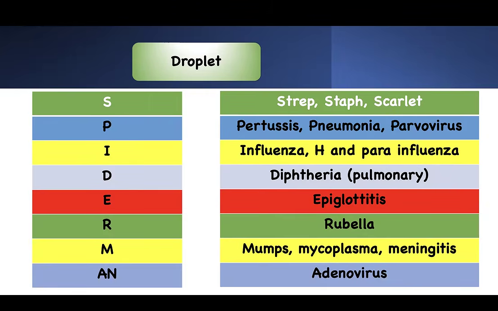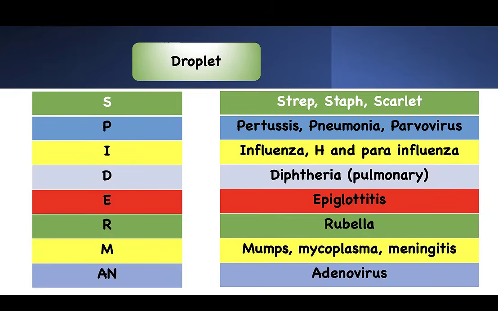So master them. D is diphtheria. We have cutaneous diphtheria, which is skin, therefore contact, and we have pulmonary diphtheria. This is just a lung problem, therefore droplet. The E is epiglottitis, a respiratory problem. R is rubella, we'll come back to this. We saw rubeola and rubella. Rubella is what? Droplet. M is mumps, mycoplasma, meningitis. AN is adenovirus, watch that. It's very important. It has more than droplet. So for droplet, write down SPIDERMAN.